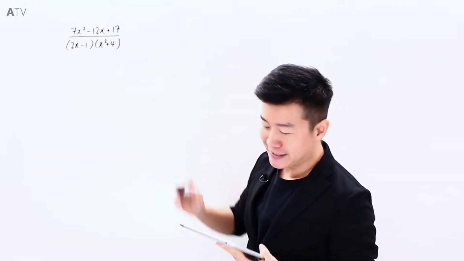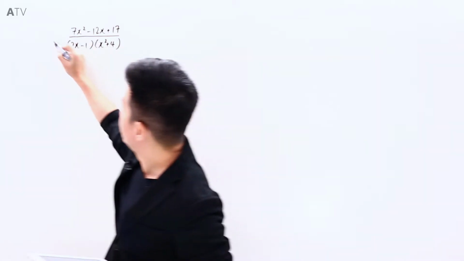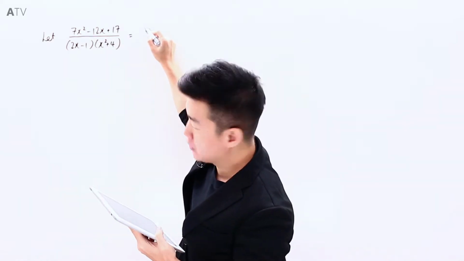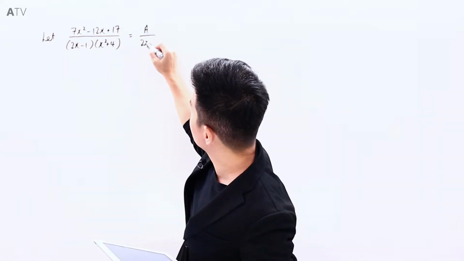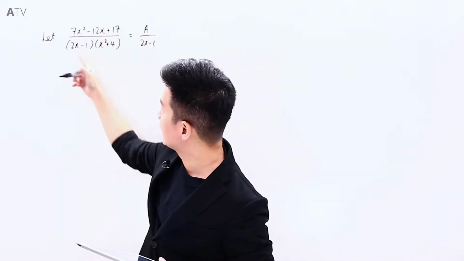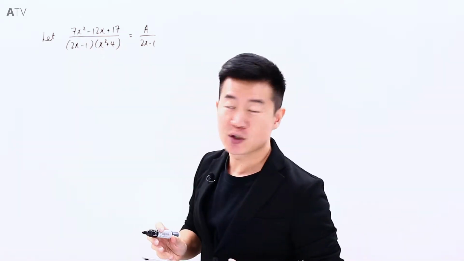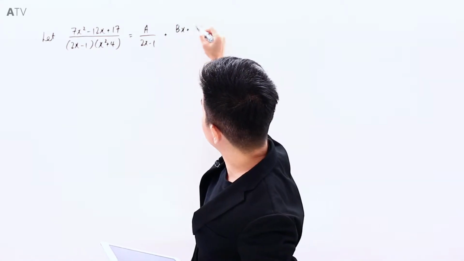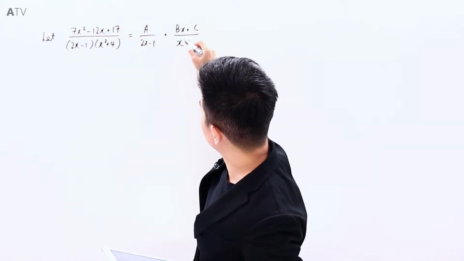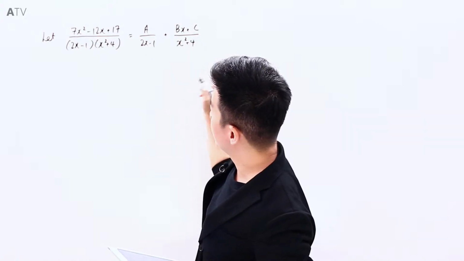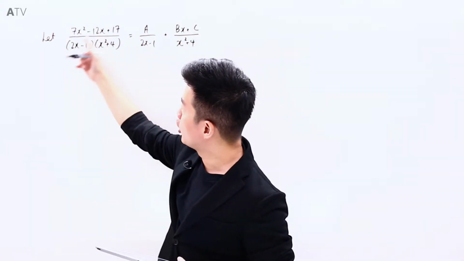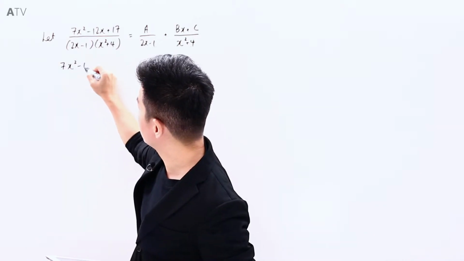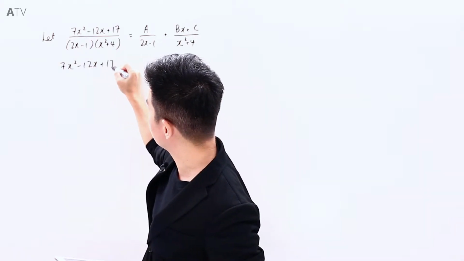To express this in its partial fraction, let's first write this in the form of A over 2x minus 1, because we have a linear expression here. And for this quadratic expression, we will rewrite it as Bx plus C divided by x squared plus 4. And then multiplying throughout by the common denominator.